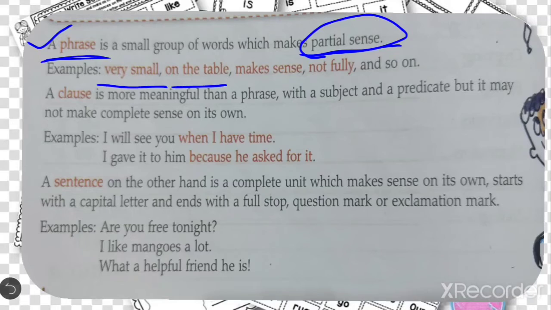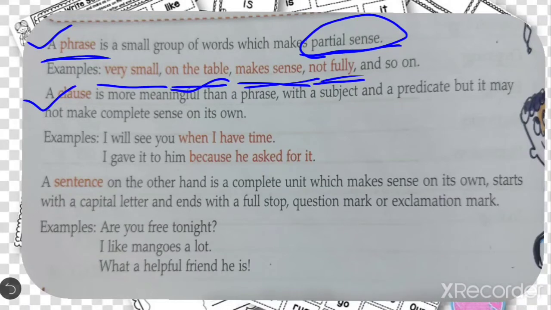Now look at some examples, very small. On the table, mixed sense, not fully, and so on. There isn't any subject or predicate. It's only a group of words. Here 3 words, here 2 words, once again 2 words, not fully. So in a phrase you will get a group of words but with incomplete sense. Now look at the next.